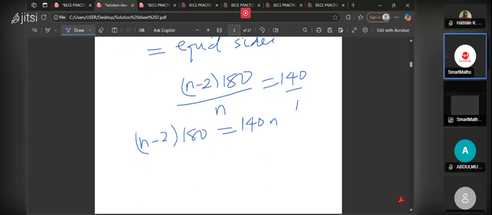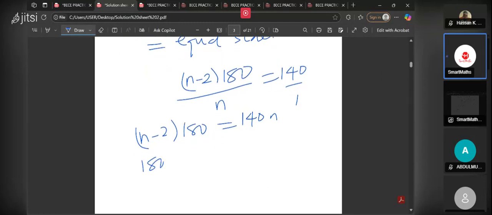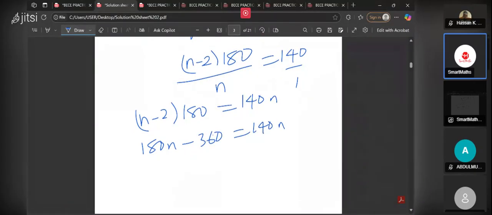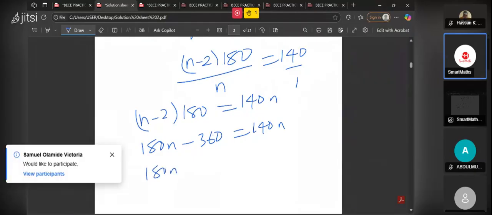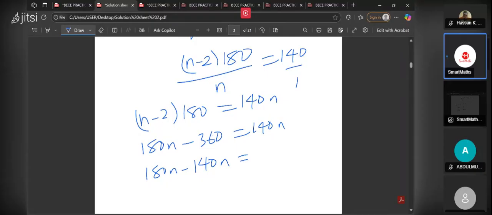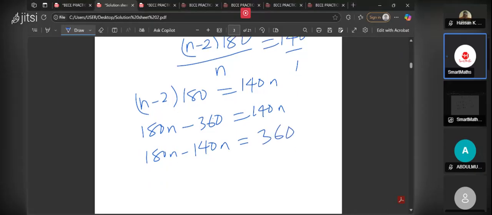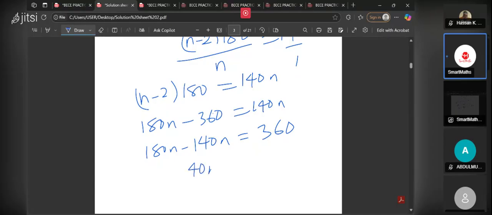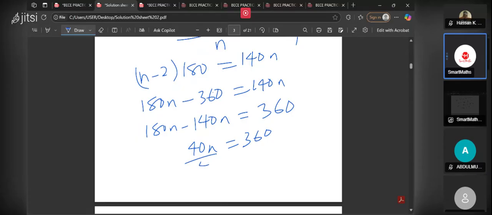We can open these brackets now. This will be 180n minus 360 equals 140n. Then 180n minus 140n equals 360. We collect like terms; this is solving equations. And this gives us 40n equals 360. So divide both sides by 40.